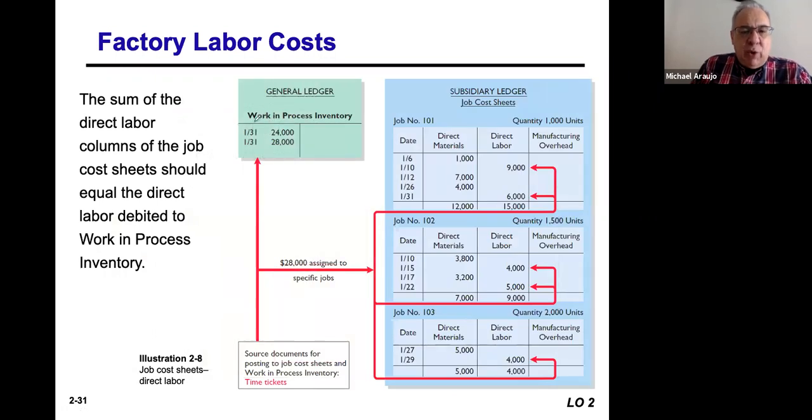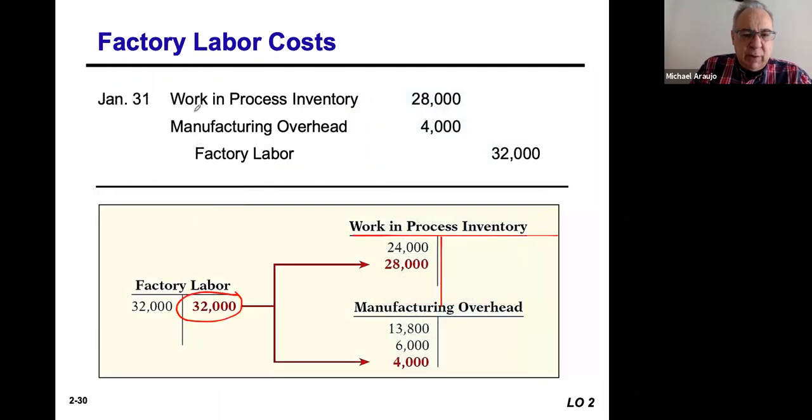So how this works, again, work in process inventory is getting a debit for $28,000 for the labor. Okay, that's what you saw on the previous screen here. Work in process inventory, 28,000. That's this account right here. All right.